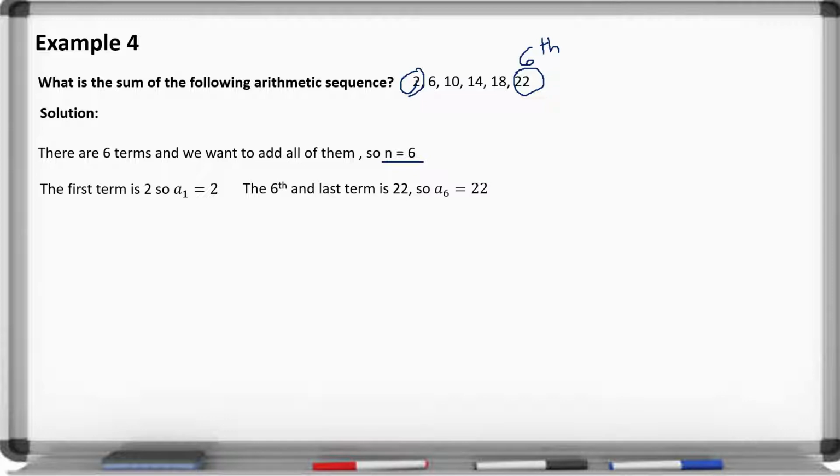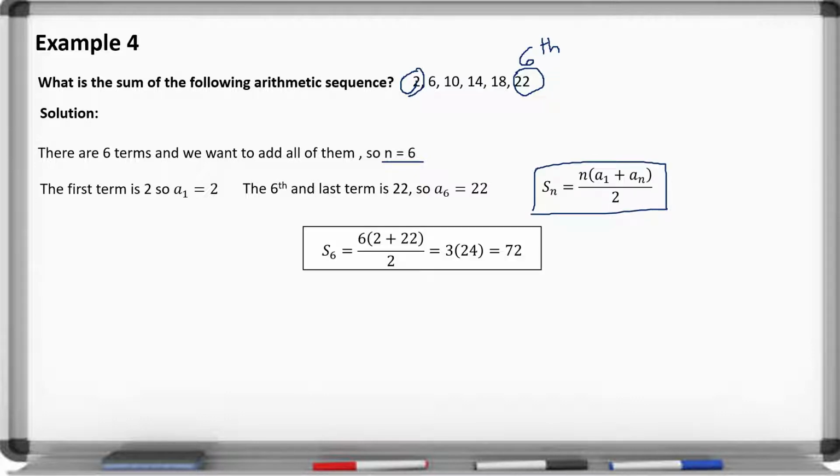All right, so now we know n, a1, and a6, so we can calculate this sum using this formula. If we do that, n is 6, so we plug that in. We know a1 is 2, and we know that a6 is 22. Plugging this into the formula, we get 72.